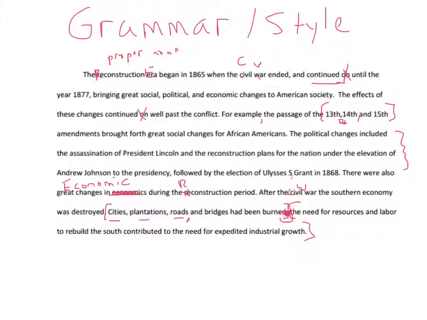If we want to use a comma, we can use a comma, but we also have to have a conjunction word in there too. For example, cities, plantations, roads, and bridges had been burned, comma, and the need for resources and labor to rebuild the South. Blah, blah, blah.